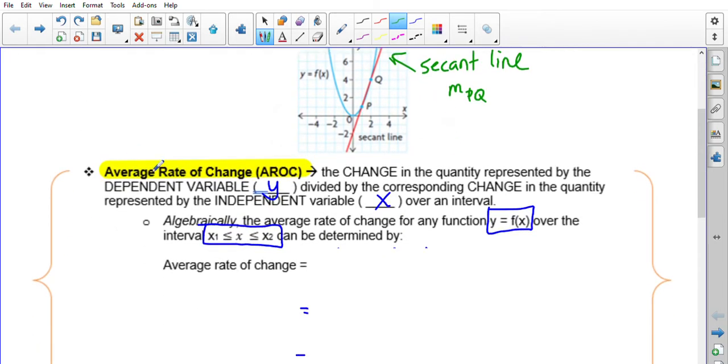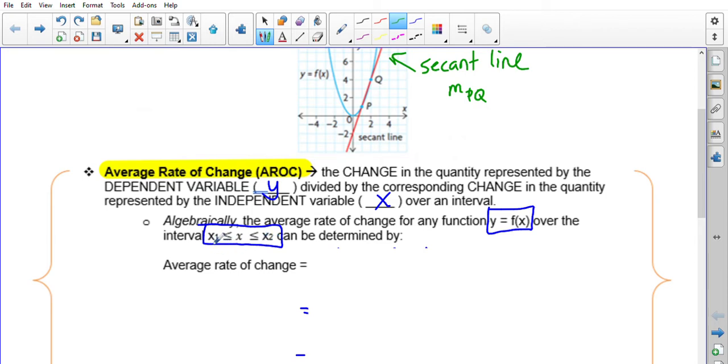All right, so the average rate of change, or AROC, is the change in the quantity represented by the dependent variable divided by the corresponding change in the quantity represented by the independent variable. Right, so it's always change in y over change in x. Okay. So algebraically, the average rate of change for any function, so if I give you an equation of a function, so f of x equals, and I give you the equation, and then I ask you for the average rate of change over a given interval.